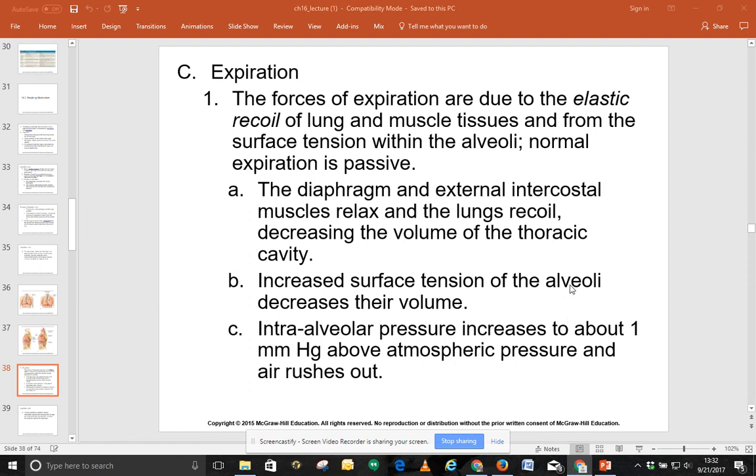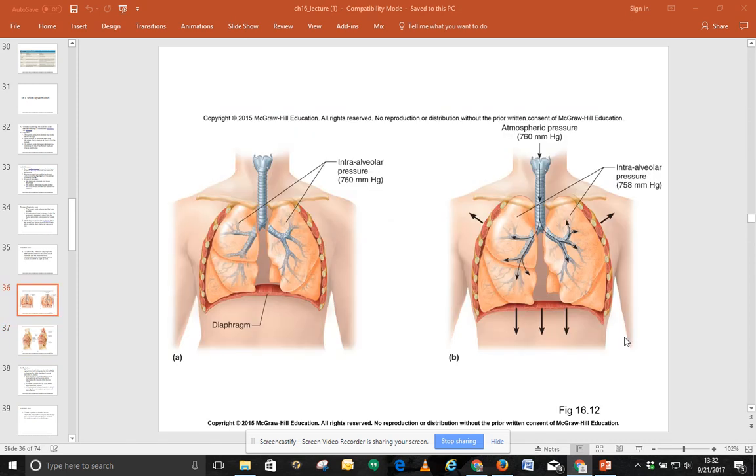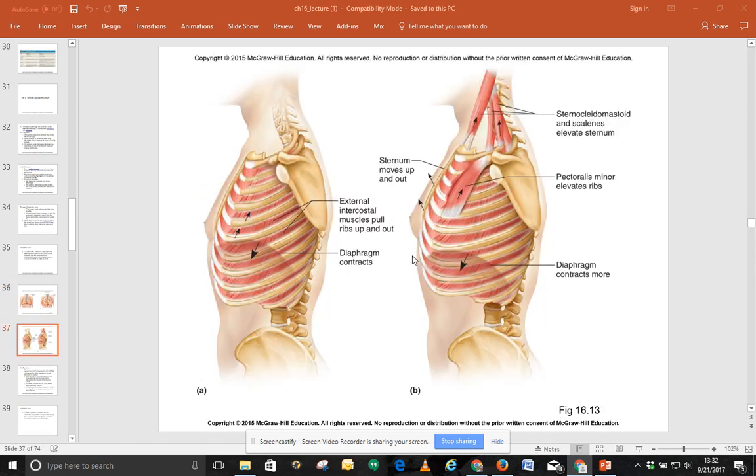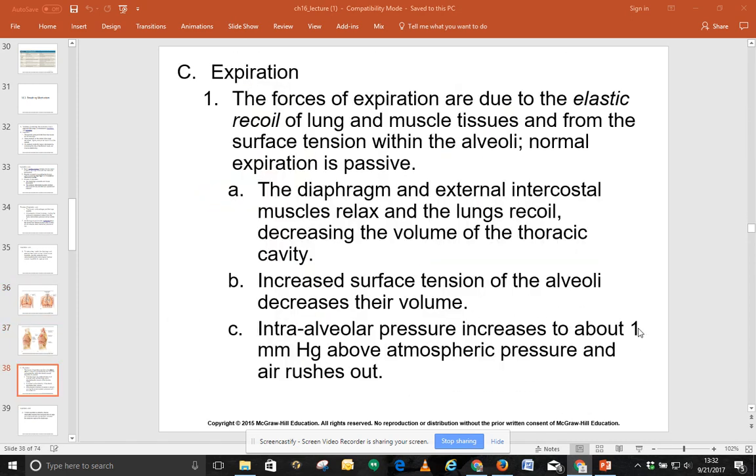And the intra-alveolar pressure will increase to about 1 above atmospheric pressure. So if atmospheric pressure, as we said here, is 760, we have to push out to about 761 in order to get the air out.